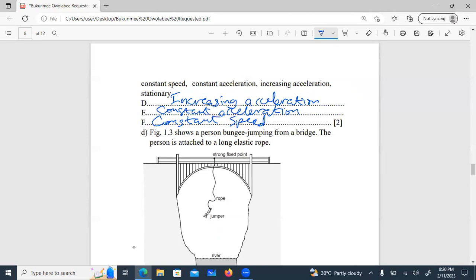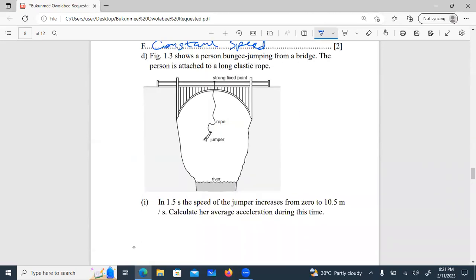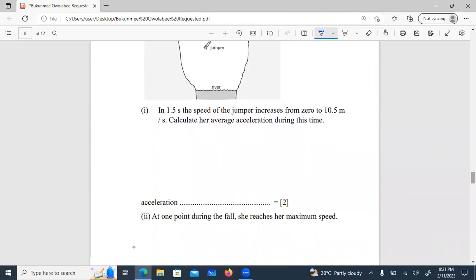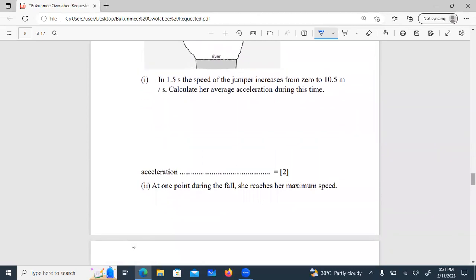Figure 1.3 shows a person bungee jumping from a bridge. The person is attached to a long elastic rope. So that's it. You have a long elastic rope. This is the person jumping. This is the jumper. So in 1.5 seconds, the speed of the jumper increases from 0 to 10.5 meters per second. Calculate the average acceleration during this time.